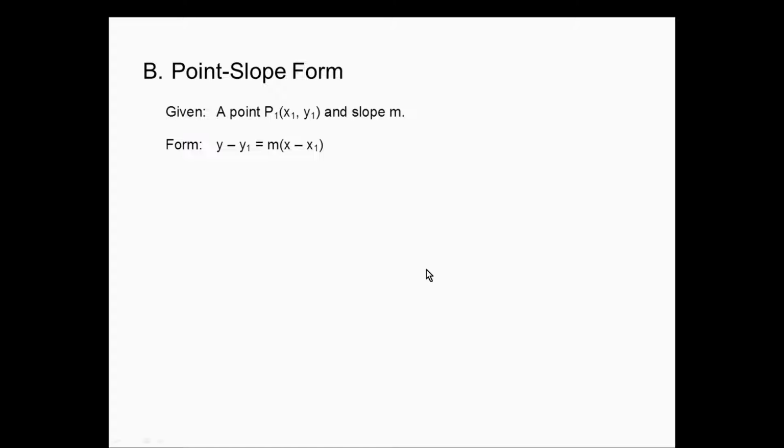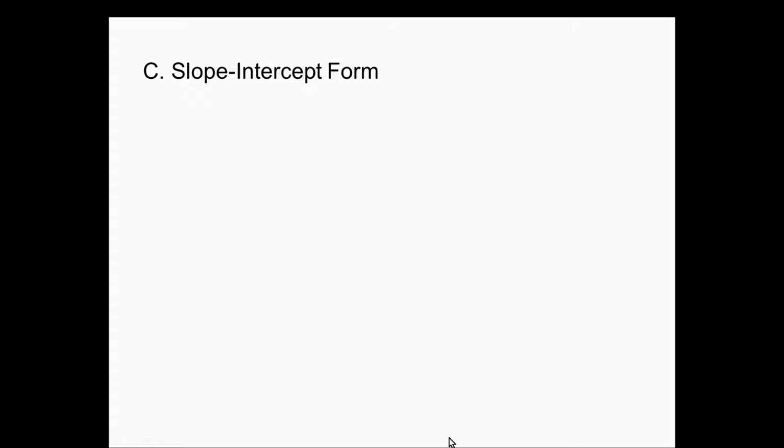Now again, remember, the x1, y1 is given to you. The x, y is supposed to be the coordinates of a point, and this is the equation that those coordinates must satisfy in order to stay on the line. Our next form is actually a special case of this one. You're actually given a special point to work with. So, slope-intercept form.